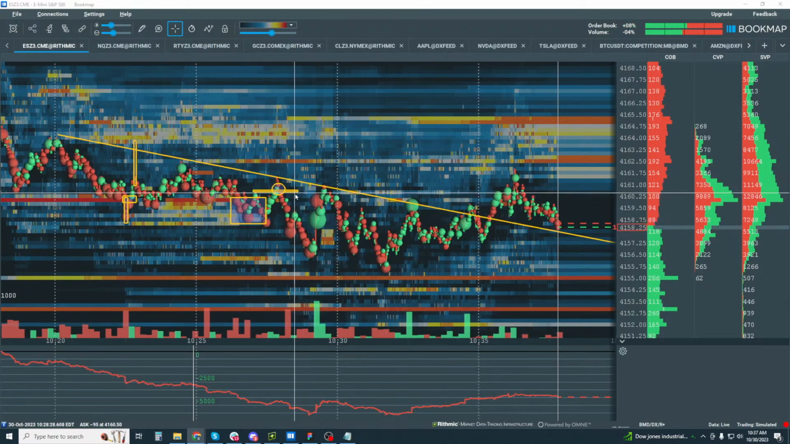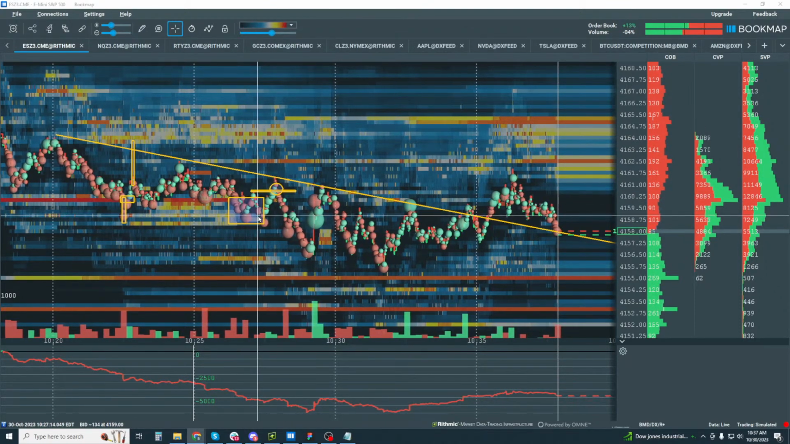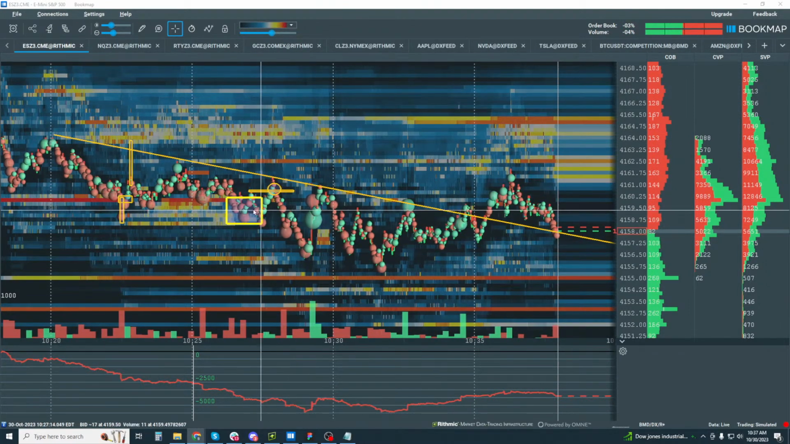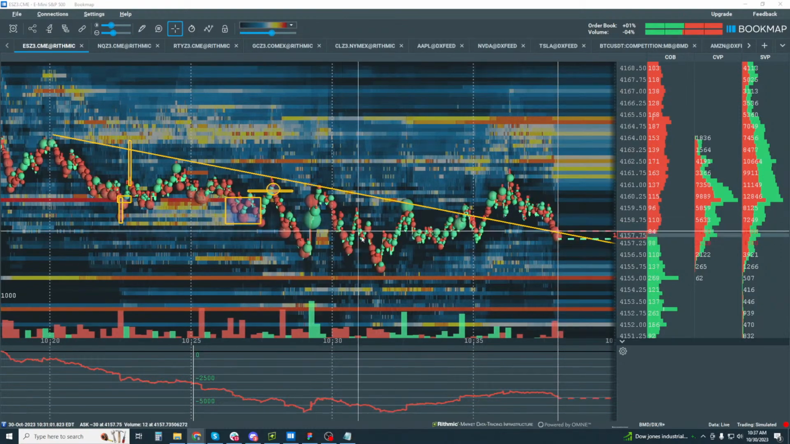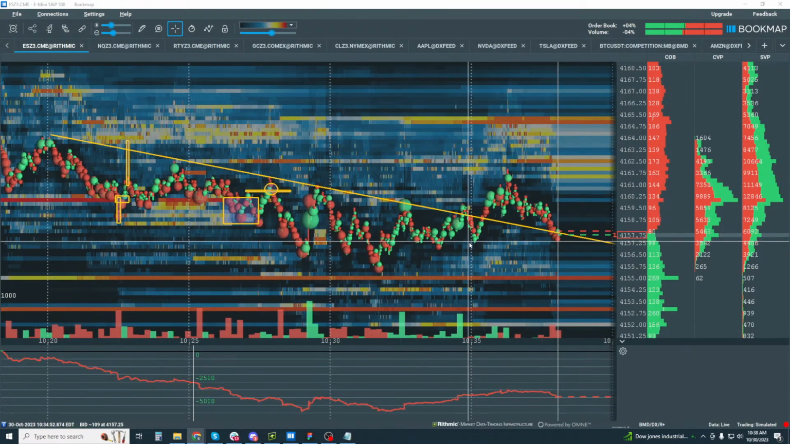Okay, we were looking a little early in here. So I was looking for more of a trap of sellers and then a move away quickly. Okay, we didn't get that. Instead, we got more sellers, and then we had a lack of sellers here. There was no real trap here.